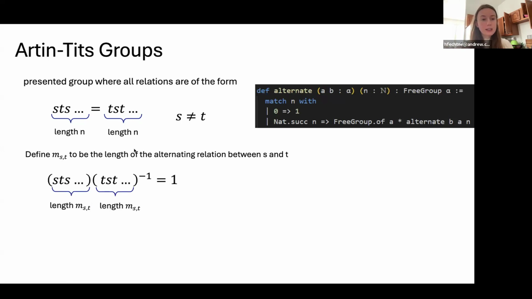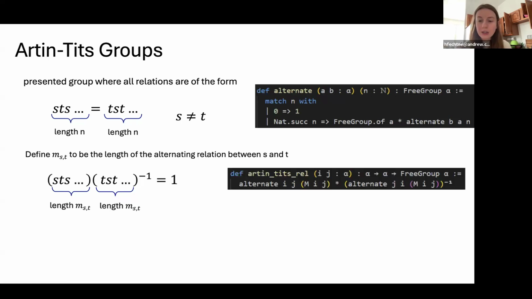And then what we're able to do is, instead of saying just length for some n, we can look up the value. We say it has length M of ST. And because Lean wants the relations for a presented group to be something equals 1 instead of something equals something else, we just pull that right-hand side over to the left by multiplying by its inverse. So now we can give an Artin-Tits relation on any two generators, which is we just alternate those two generators however long we have to. We look it up, M i j, and then we alternate them, but starting with the other generator, and we multiply by the inverse.